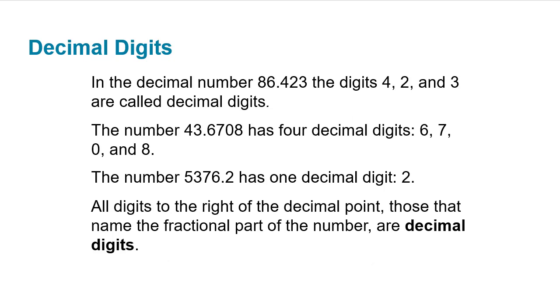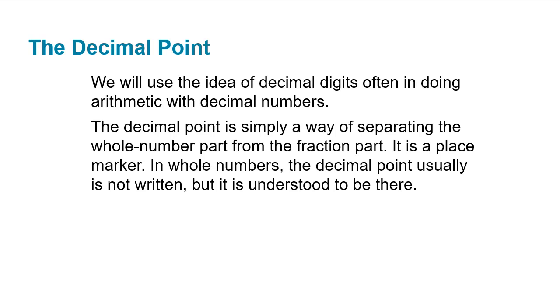Okay, just like before, we have digits, but the things to the right of the decimal number are called decimal digits. Not really important, but when you hear these things called decimal digits, you'll know what they mean. It's just the digits that are to the right of the decimal point.